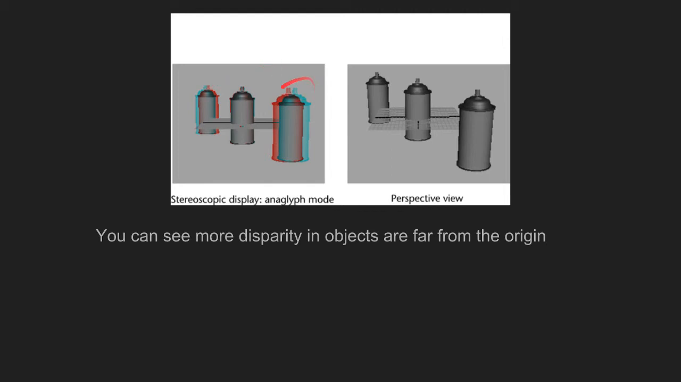You can see this image has more disparity than this image. You can see in the perspective view, which is a single camera system, whether this image is closer to us or far from the origin. So you can see that this image which has low disparity is closer to the origin than this image which has high disparity.